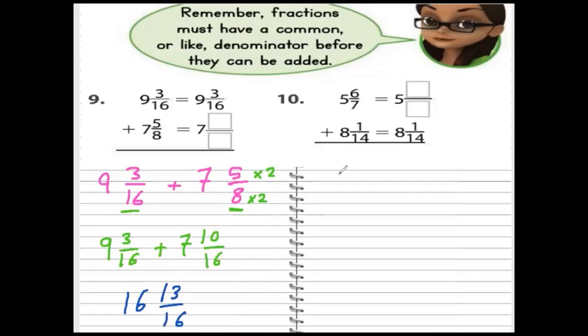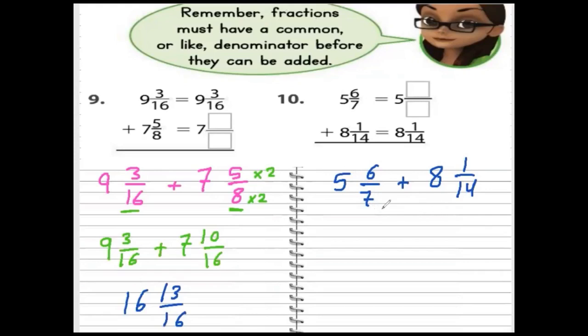Next, 5 and 6 over 7, I'm going to write it here, plus 8 and 1 over 14. Okay. Do they have a common denominator? No, they don't. So what should I do?